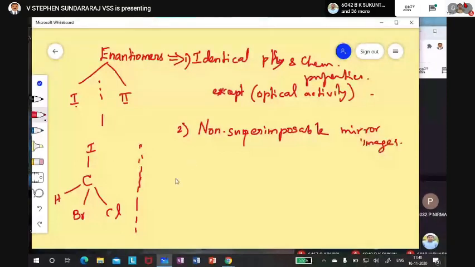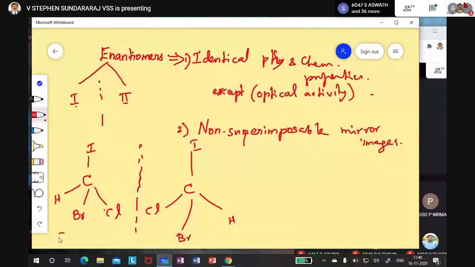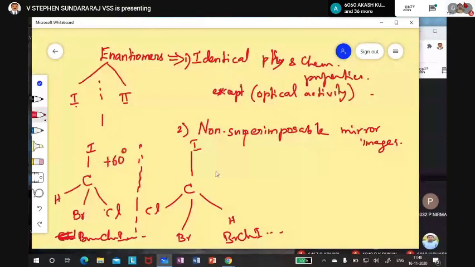Now immediately you draw a mirror in between, and this is iodine, here chlorine nearby, and this is bromine, and this is hydrogen. Okay, you may think, what is the IUPAC name? In first alphabetical order, bromo, chloro, iodomethane. Here also bromo, chloro, iodomethane. IUPAC name same, both of them are the same compound. But suppose I do not know, only by checking can you say, if this is rotating plus 60 degree, the other will rotate minus 60 degree. Remember that. They are chemically the same.